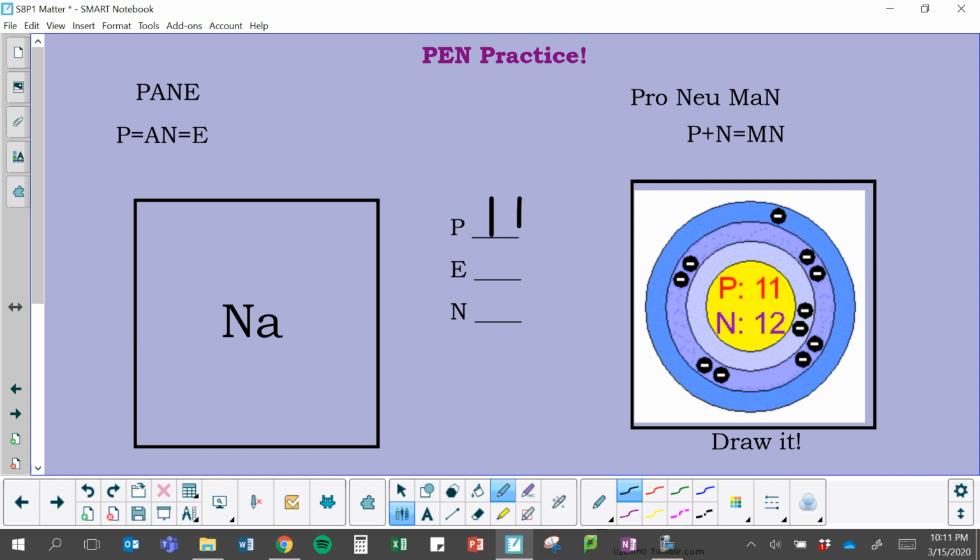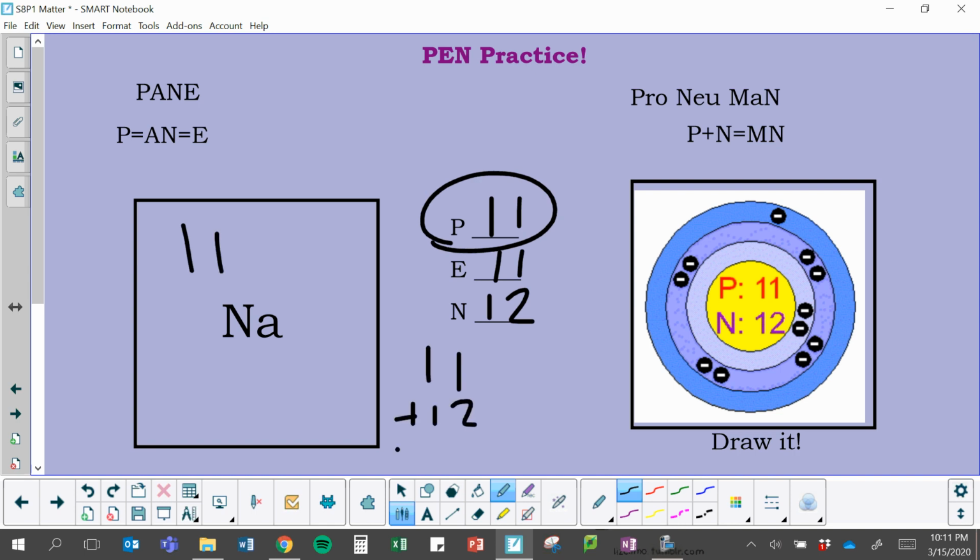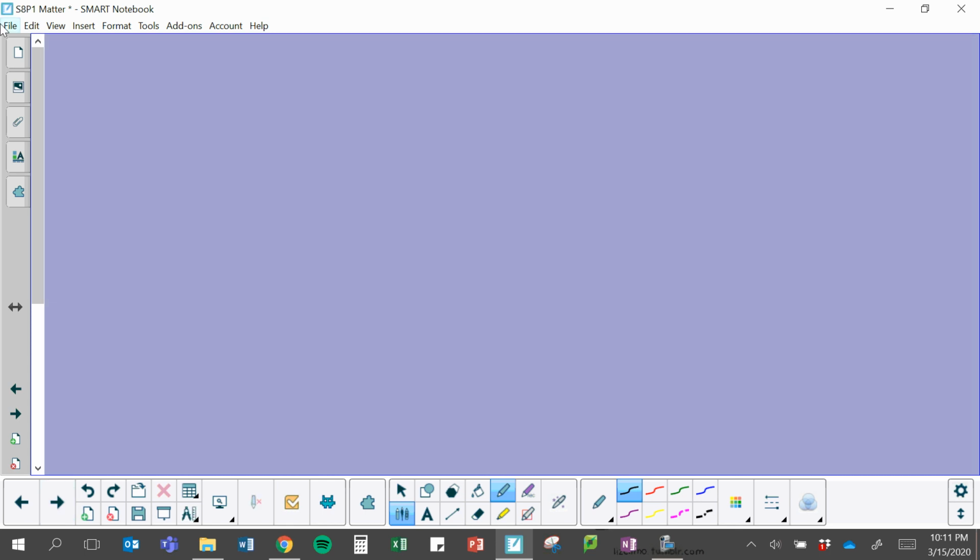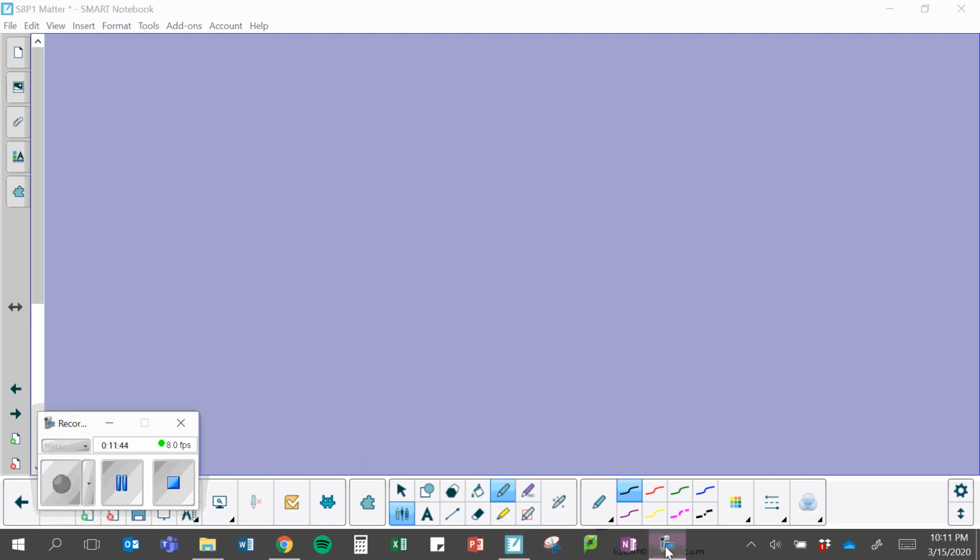We have 11 protons. We should have 11 electrons as well. 1, 2, 3, 4, 5, 6, 7, 8, 9, 10, 11, and we do. They should be equal. And then our neutrons here, we're told we have 12. So to determine our mass number and atomic number, our atomic number is going to be our number of protons, and our mass number is our proton number plus our neutron number, so we have a mass number of 23. Okay, and that is our review for the atom.